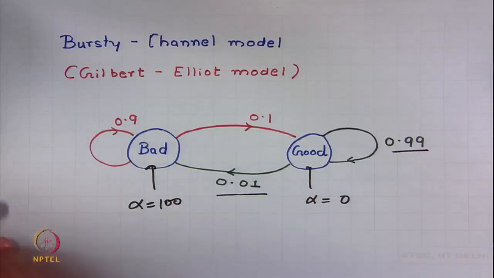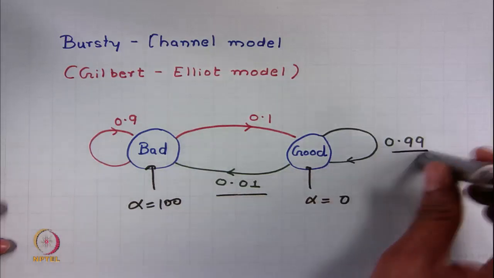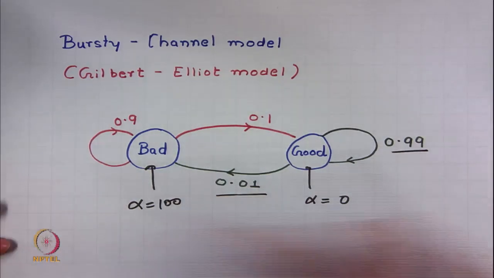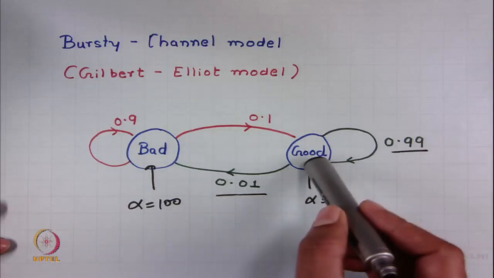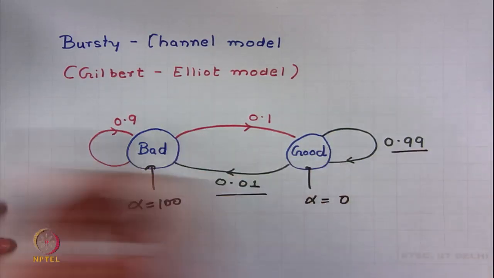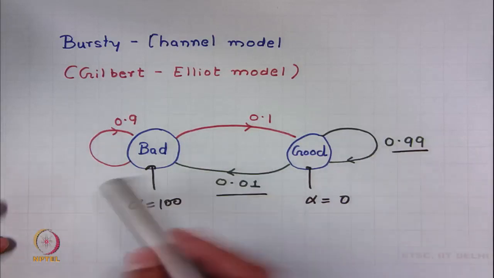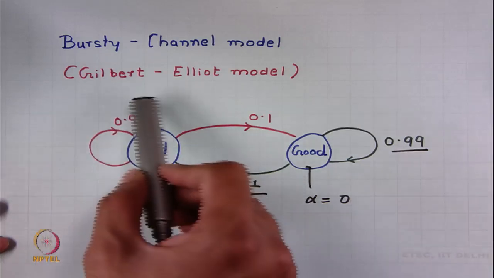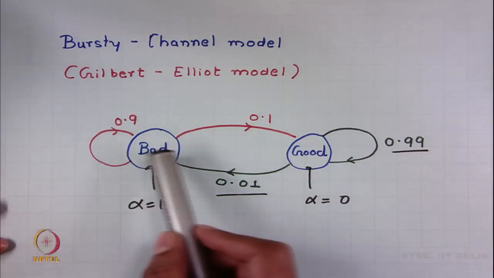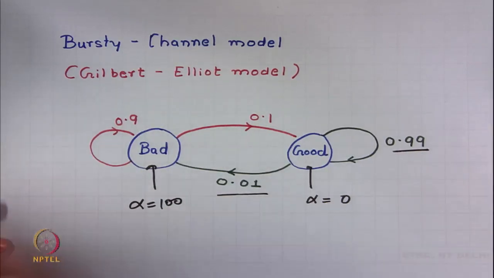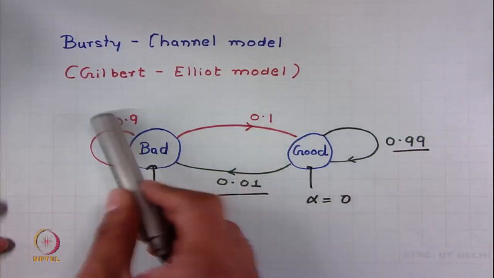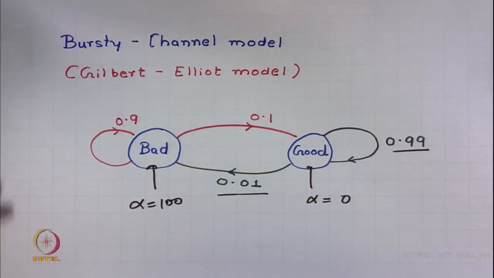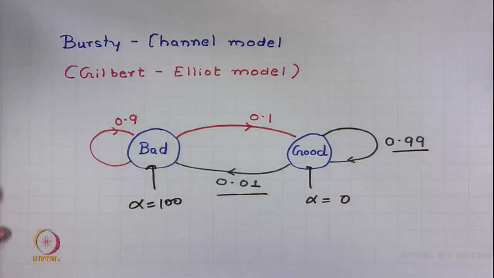Here we say that the probability is 0.01, and you should see now that these probabilities should sum up to 1, meaning that if it is in good state it would continue to be in good state or it would move to bad state. This probability is 1. Okay. Similarly, if the channel is in bad state, it continues to remain in bad state with a probability of 0.9, and if this channel is in bad state it can move to a good state with a probability of 0.1, and again these probabilities should sum up to 1, meaning that if the channel is in bad state it remains in a bad state with 0.9 probability and it goes to a good state with 0.1 probability.